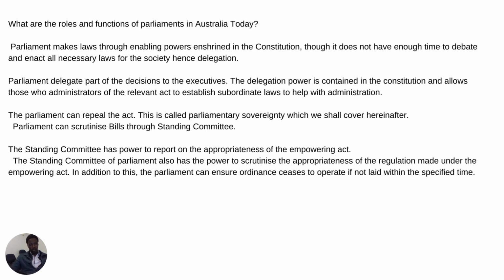The Australian Parliament also has a function to repeal an act through parliamentary processes, and this is based on parliamentary sovereignty, which I'll cover hereinafter. They also have a function to scrutinize bills through a standing committee of the parliament, whose function is to report on the appropriateness of the empowering legislation.